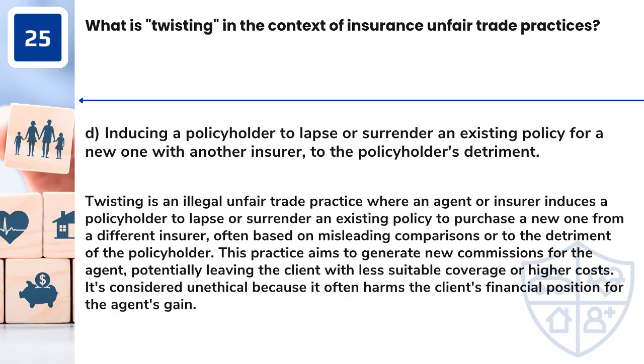Answer: D. Inducing a policyholder to lapse or surrender an existing policy for a new one with another insurer, to the policyholder's detriment. Twisting is an illegal unfair trade practice where an agent or insurer induces a policyholder to lapse or surrender an existing policy to purchase a new one from a different insurer, often based on misleading comparisons or to the detriment of the policyholder. This practice aims to generate new commissions for the agent, potentially leaving the client with less suitable coverage or higher costs. It's considered unethical because it often harms the client's financial position for the agent's gain.